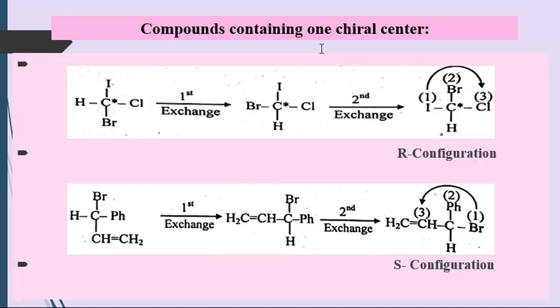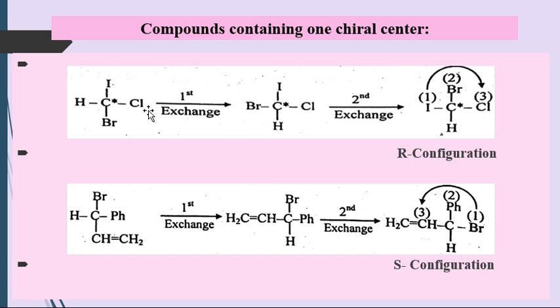Then, for example, the determination of R and S configuration. In this example, this is the chiral center, and to this chiral center one atom is iodine, the second is bromine, then chlorine, and hydrogen. First we have to check the priority. First priority is to iodine because it has the highest atomic number. Then second priority to bromine, then chlorine, and then hydrogen.